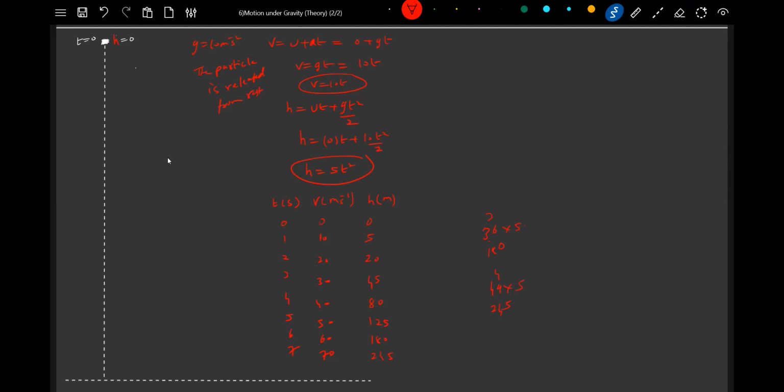Will it come that much? 5 9 ja 45, 4 carry. 5 4 ja 20, 24. Okay, 245 meter. Okay, these are the height. So it will be like this. So t equal to 7 seconds.